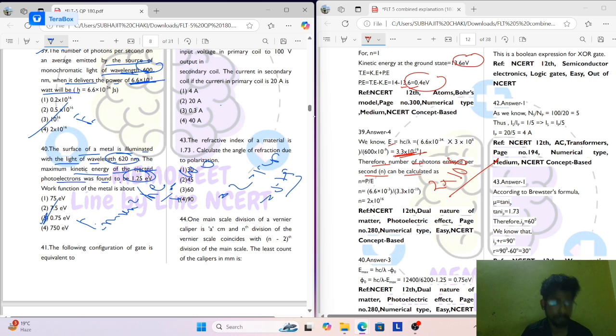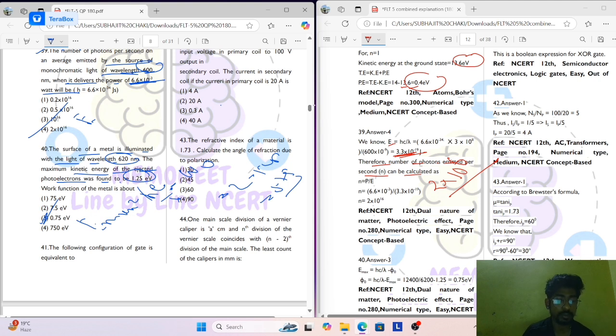Remember this: if the wavelength is given in nanometer and the energy is in eV, then you can calculate that the hc value should be 1240. Okay, it will be 1240.